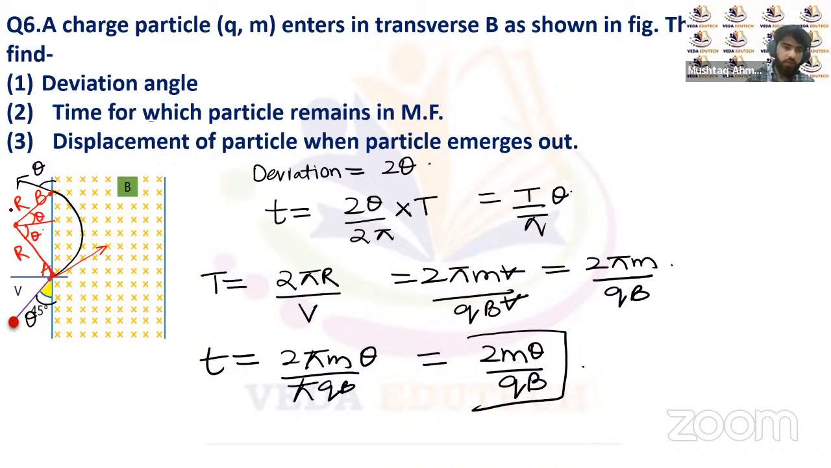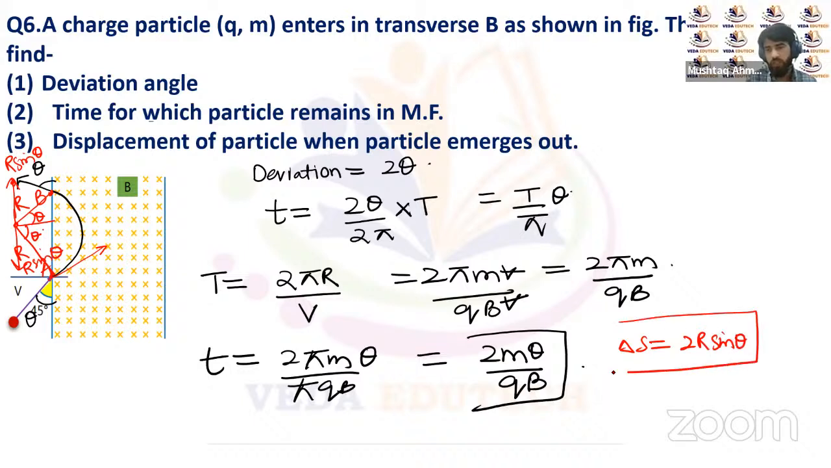Now we can resolve these two radii into two components. One component along this direction will be r sin theta, and for this radius also, the component along this direction will also be r sin theta. It means from here to here, the net displacement will be given by the magnitude of these two vectors. So the net displacement, delta S, will be 2r sin theta. This is the net displacement of this particle once it emerges out from the magnetic field.